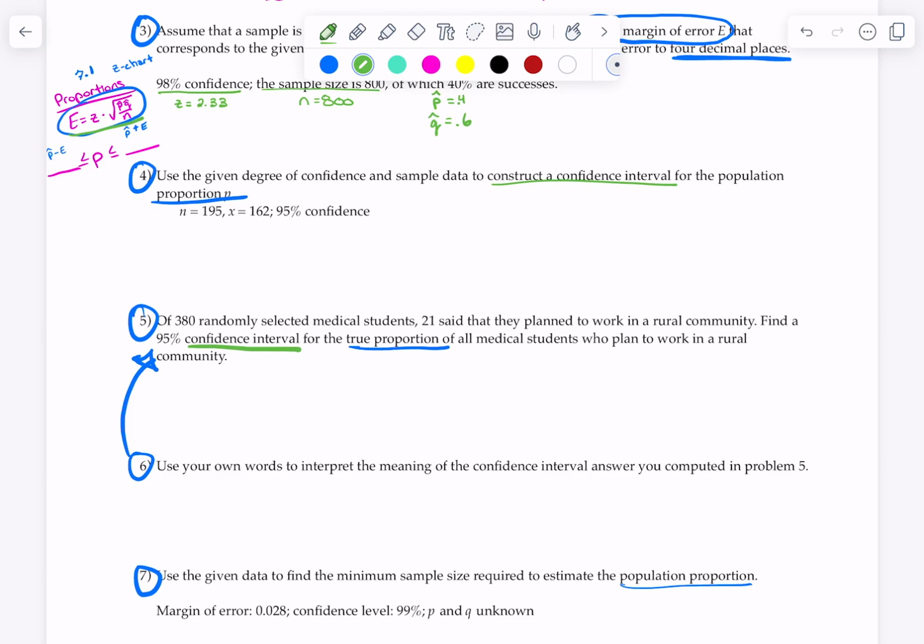I'm confused already. Okay, do you know where we're at? What do you look up on the Z chart? Yeah, Z chart, and 98% confidence. N is your population.